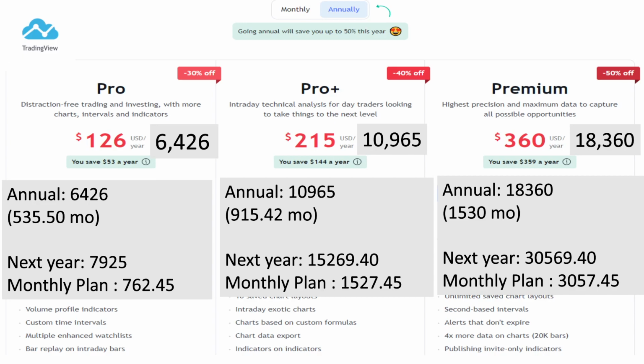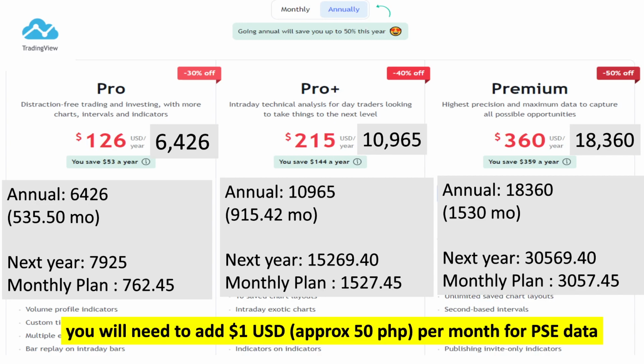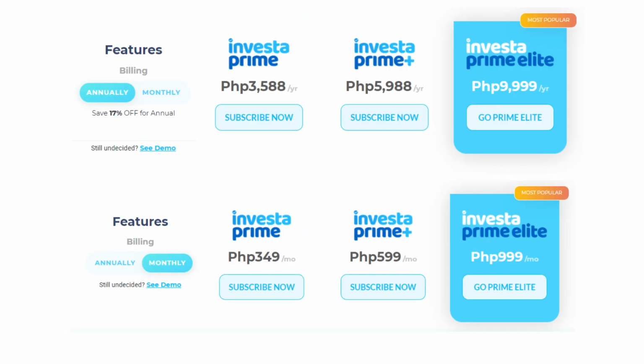Also of note, the first 30 days of any plan is free. So you get 1 month for free in TradingView. You will also need to add $1 USD, which is approximately 50 pesos per month right now, to get the PSE data. So if you get any of these plans, you'll get a lot of charts from a lot of different markets, but you'll need to pay an extra dollar if you want the PSE data as well.